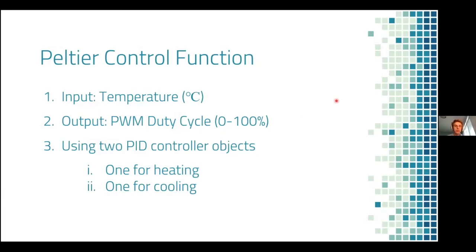Okay, so now that we have that all set up, we need to be able to control the Peltier. And we're doing this through a simple input-output. We want to be able to input the current temperature reading from the digital amplifier. And then we want to output a PWM duty cycle such that we can control the H bridge and limit the current going through the device. To do this, we're using two PID controlling objects. We're using one for heating and another for cooling because they have different tuning parameters, which I'll go over.